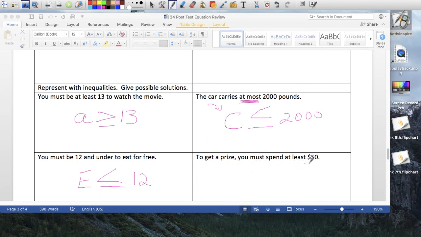To get a prize, you must spend at least 50. Para ganar un premio, tienes que gastar al mínimo de 50. So here's 50 and the prize. What do you have to do to get the prize? ¿Qué tienes que hacer para ganar el prize? Tienes que gastar más de 50 o igual a 50, or equals to 50.